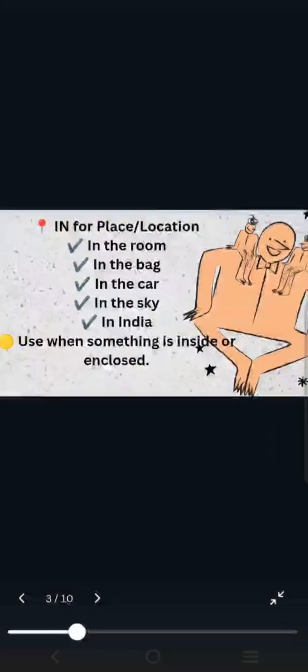"In" also shows that something is inside or surrounded by something. For example, in the room, in the bag, in the car, in the sky, in India. So, use "in" when something is located within a space or area.